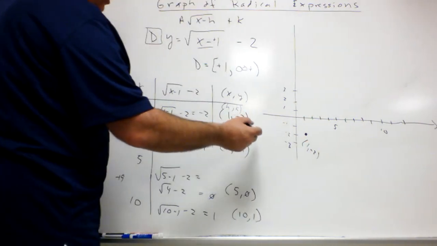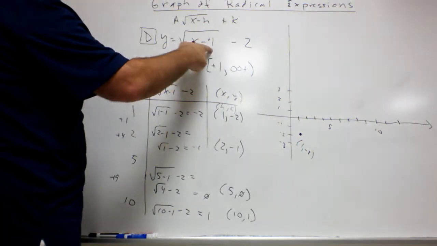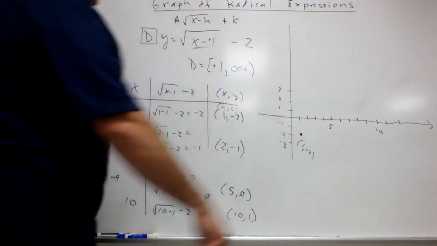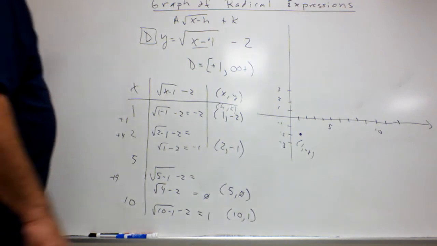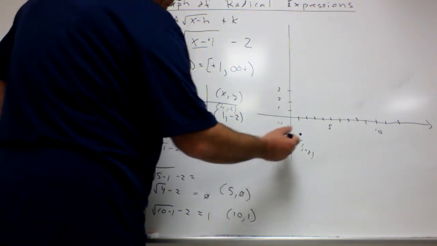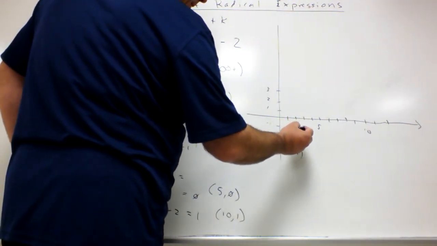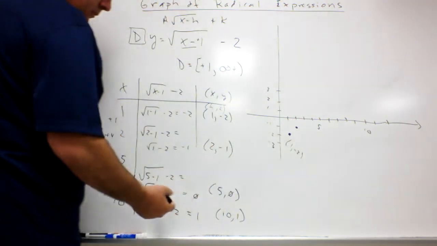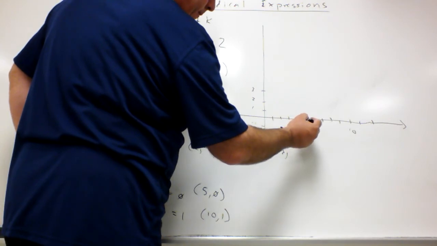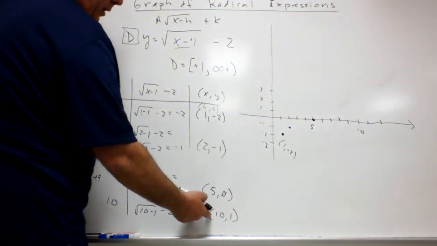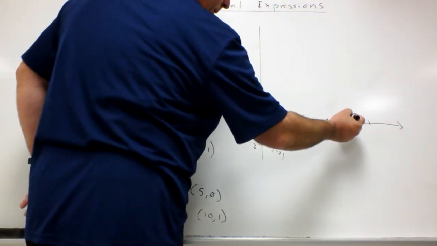This is the value of h and k. So notice that this is a positive 1 and a -2. It matches our vertex. Then what we want to do is we want to plot the next point, which is at 2, -1. Then we want to plot our next point, which is at 5, 0. And then we want to plot our next point, which is at 10, 1.